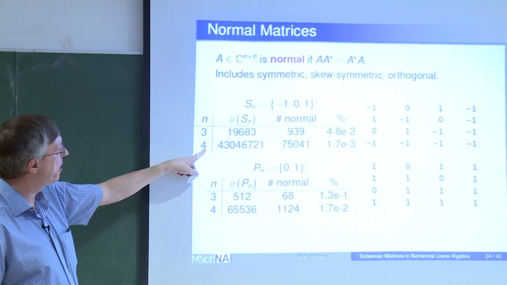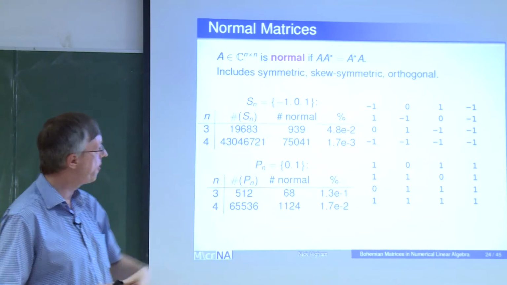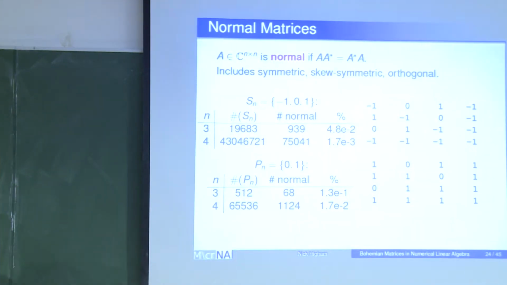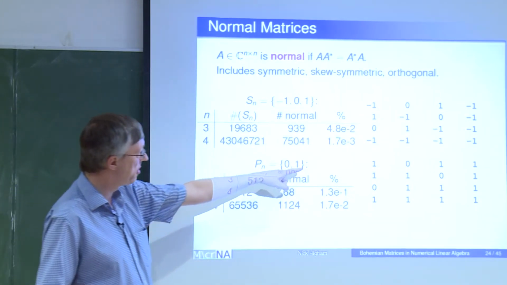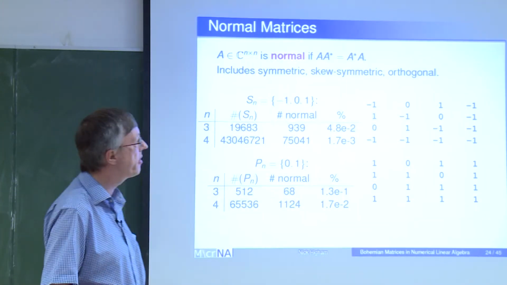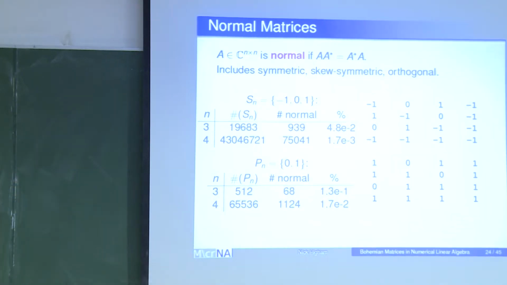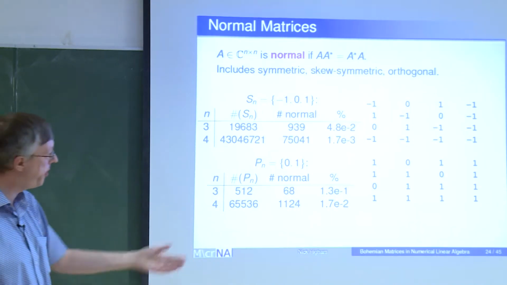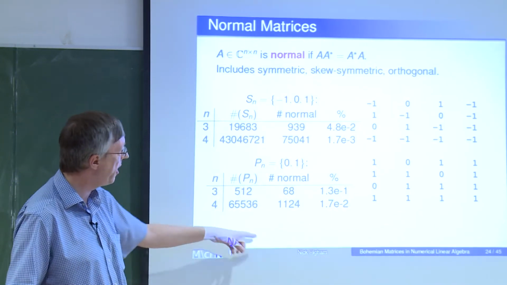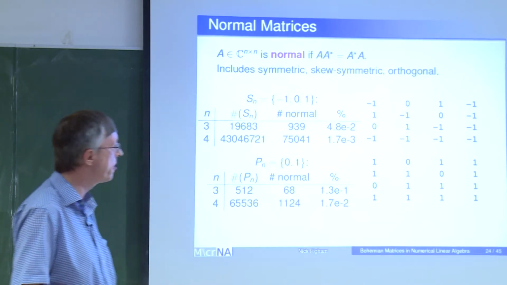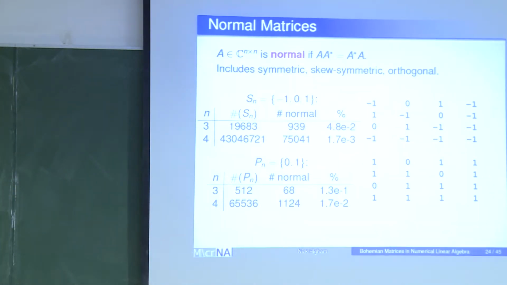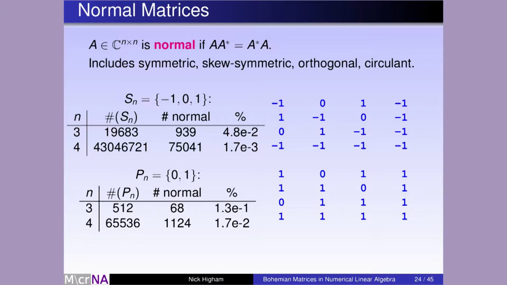So for n = 4, we've got 75,000 4x4 normal matrices in Sn, and here's a typical one about which there's really nothing special. It's not symmetric, it's not orthogonal, it's not skew-symmetric, it's just a general normal matrix, and there are a lot of them. And for Pn, of course the numbers are much smaller, but there's over 1,000 4x4 normal 0-1 matrices. So that's something that we don't normally see, those sorts of normal matrices.